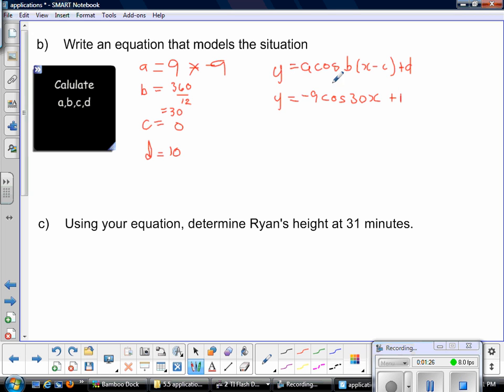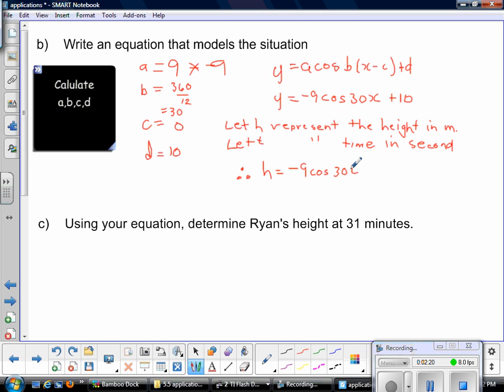Now, in many cases, because it's a word question, what does y stand for? What does x stand for? So I'm going to let h represent the height, and the height is in meters, because that's what the question is. And we're going to let t represent time. If we go back to the question, it is every 12 seconds, so it's going to be in seconds. So for my final answer, I have h equals -9 cos 30t plus 10.